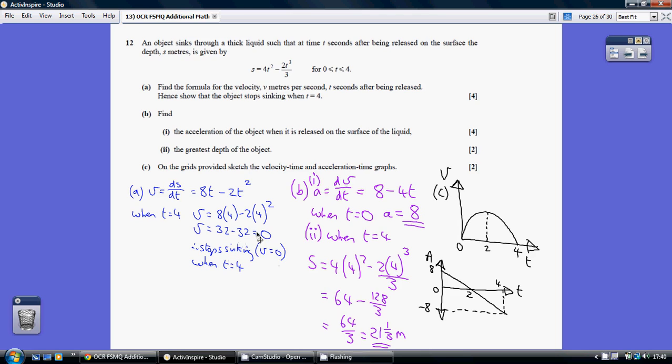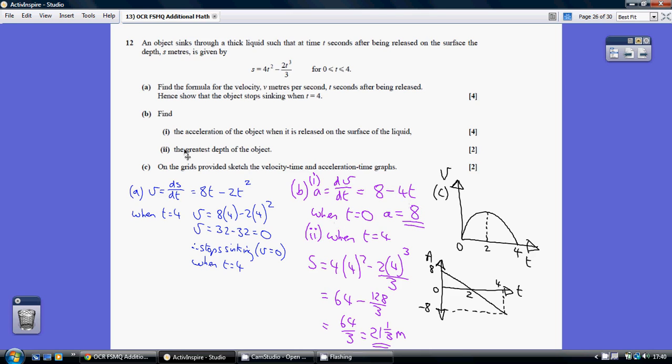it has stopped moving. Now for part B, we're asked to work out the acceleration when it is released on the surface of the liquid. Now acceleration is dv/dt, so we need to differentiate v. So we're differentiating this, and we get 8 minus 4t. Now when t is 0, the acceleration is 8 minus 0, which is 8.